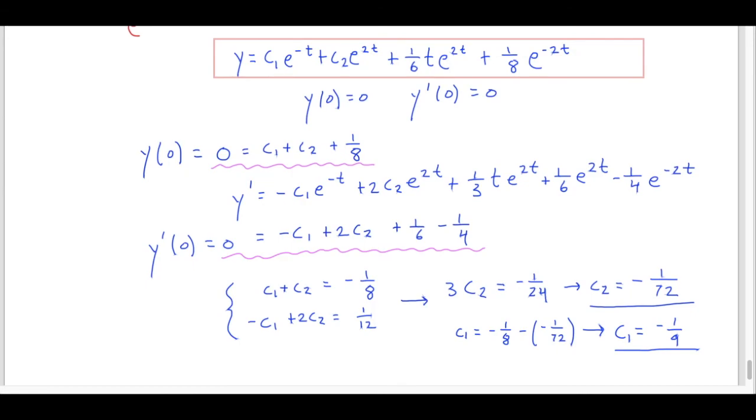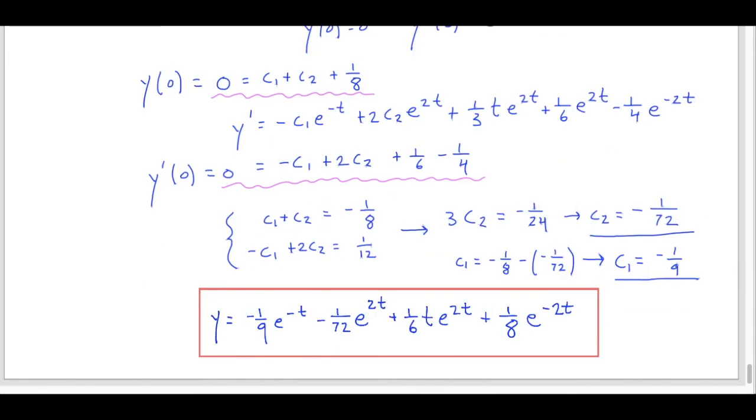So, solving that system for C1 and C2, I believe I get these values here. It's kind of a lot of fractions and stuff going on, but I believe these are my values. So I can plug those in to my general solution, and I'll have my final actual solution to this differential equation. And I get this final solution in the box here.